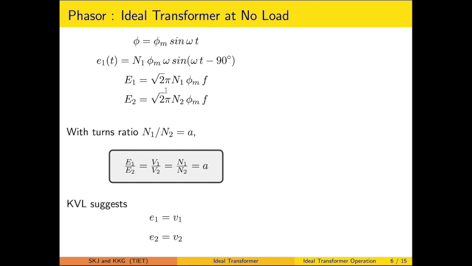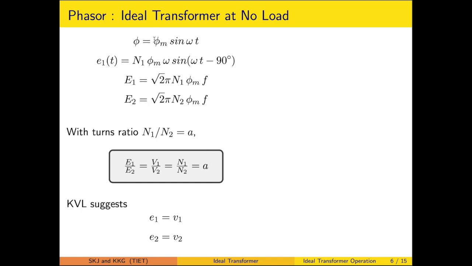Now suppose we are finding the N1 by N2 turns ratio. N1 is the number of turns of the primary winding, N2 is the number of turns of the secondary winding, then the turns ratio is defined as A is equal to N1 upon N2. So when you substitute these RMS values, you will get E1 upon E2 is equal to V1 upon V2, which is equal to the turns ratio. This V1 V2 comes out because the expression is exactly the same on the instantaneous basis. So with this background we can now frame the phasor diagram.